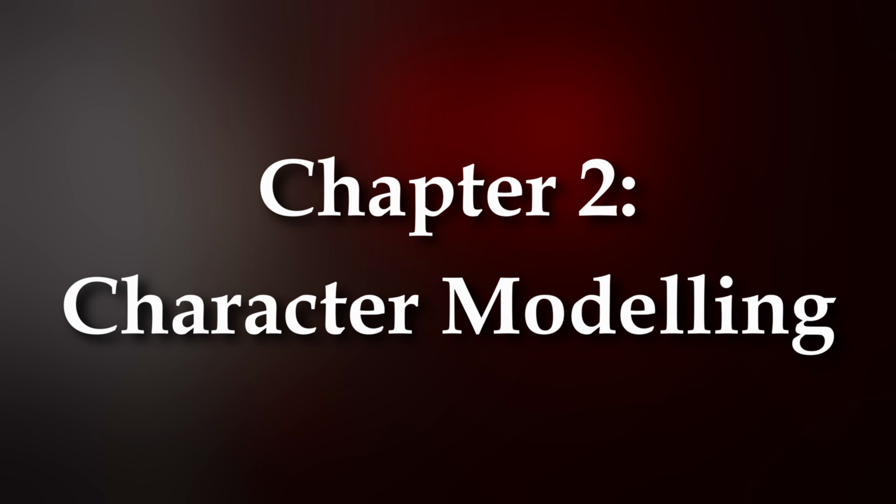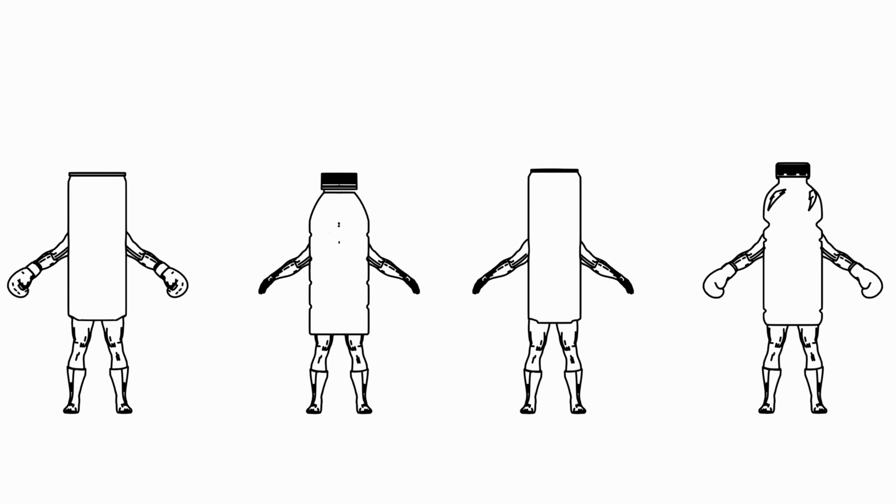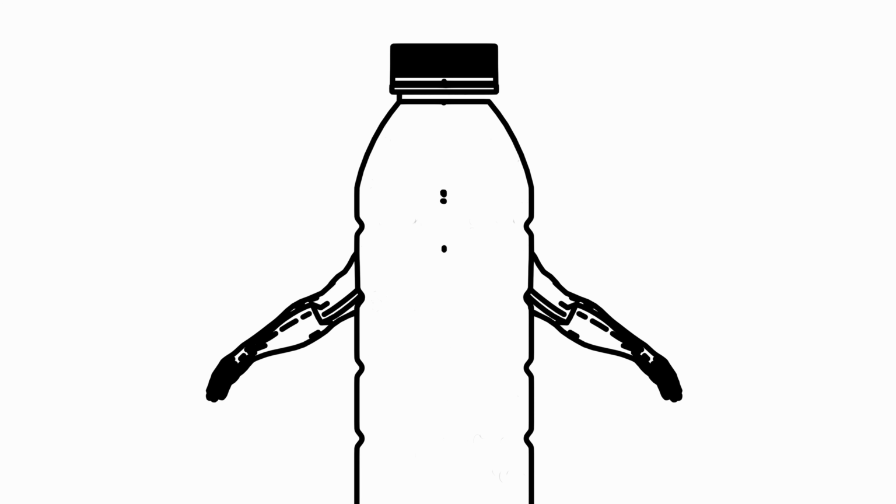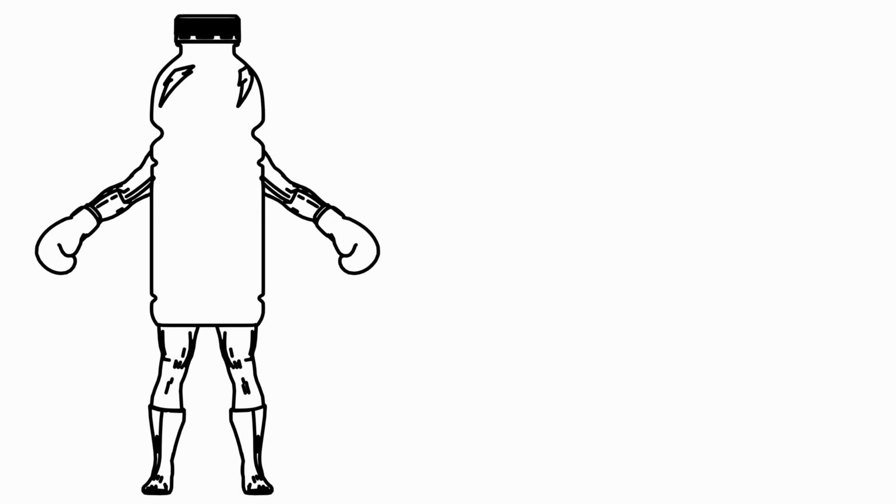Okay. Chapter 2. Modeling characters. We need to agree about something if we want this video to be done during our lifetime. If I find it online, it's mine. Now we have 4 characters that we need to model. A Gatorade fighter, a Red Bull fighter, a Prime hydration bottle, and a Prime energy can. Starting with the Gatorade fighter.